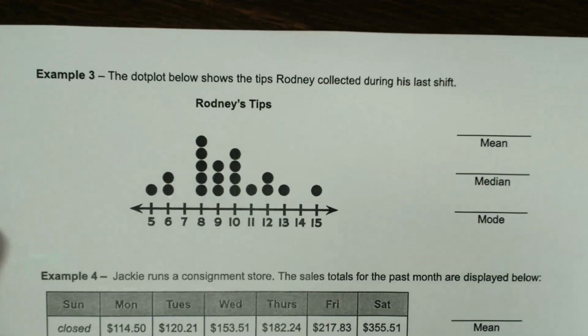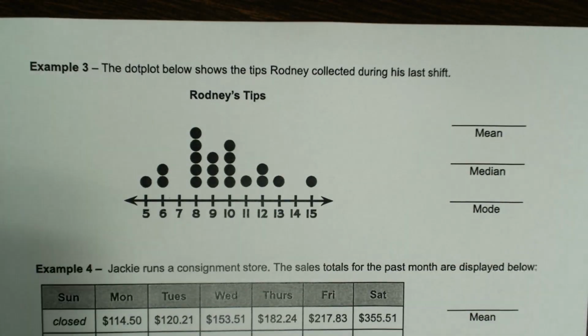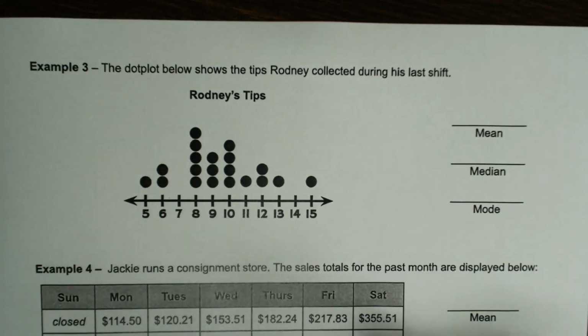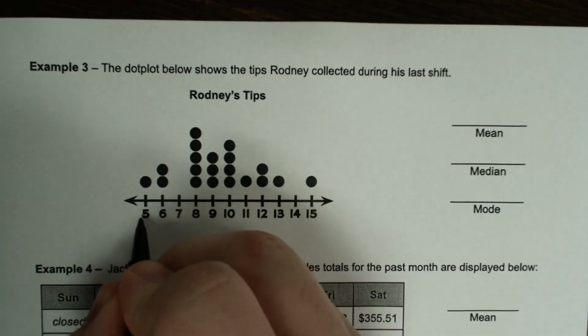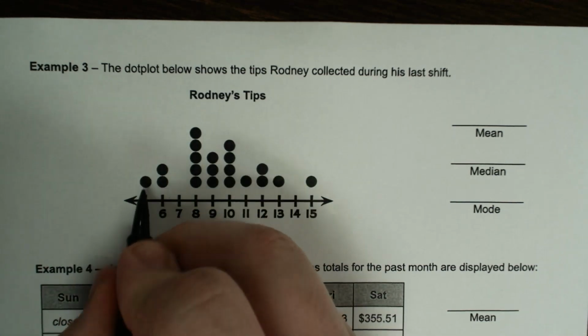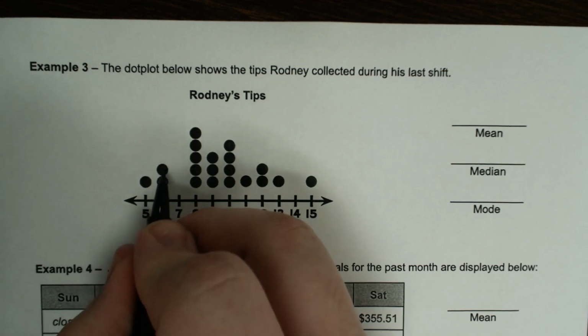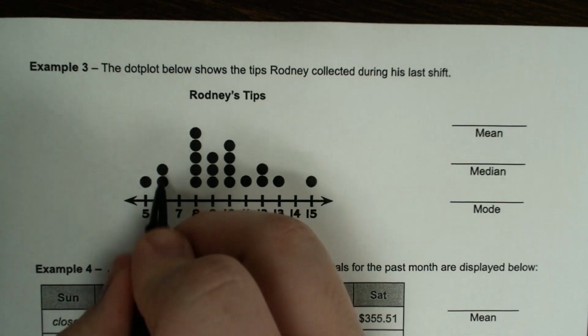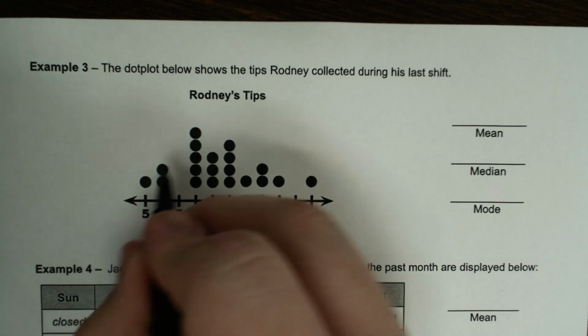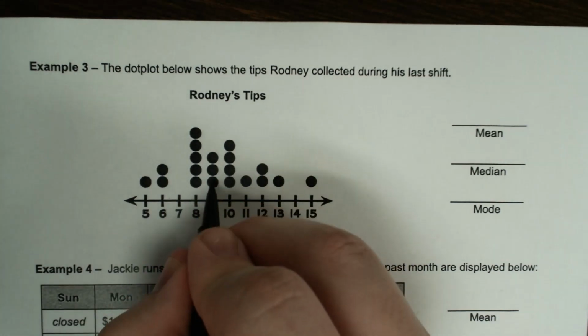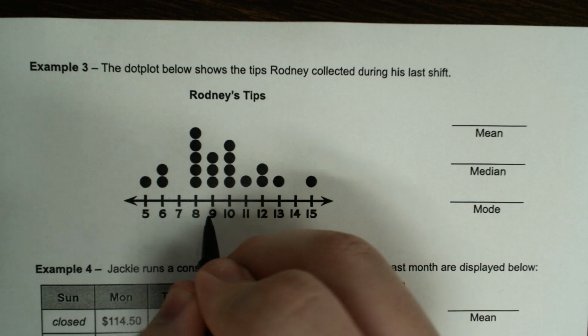This is a different way of displaying the data called a dot plot. And how you read this. This is describing how many tips Rodney got on his last shift. Because there's 1 dot above the 5, that means 1 person left him a $5 tip. Because there's 2 dots above the 6, that means 2 people left him a $6 tip. 5 people left him an $8 tip, 3 people left him a $9 tip, and so on.